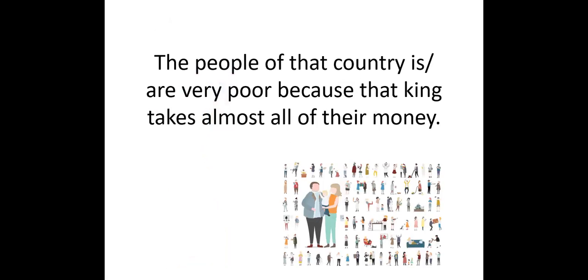The people of that country is or are. Yes, this is also possible. For example, Turkish people. Of course it is the plural of person, but it has also got the meaning of the group of people. The people of that country is very poor because that king takes almost all of their money.